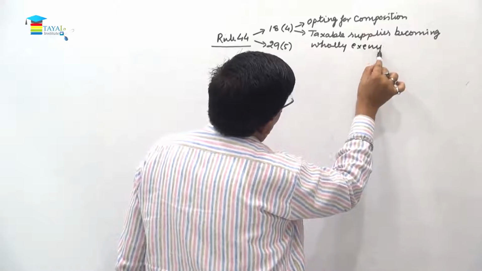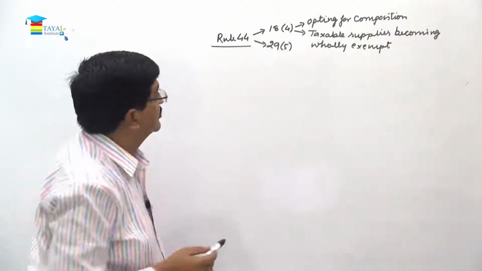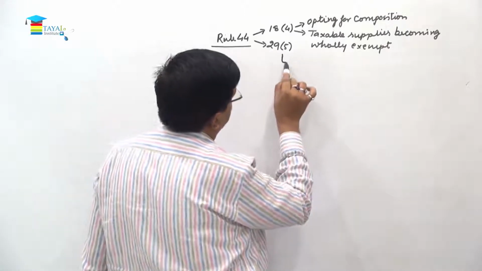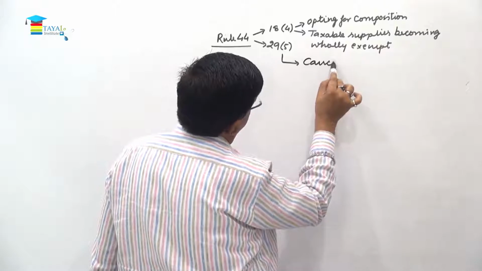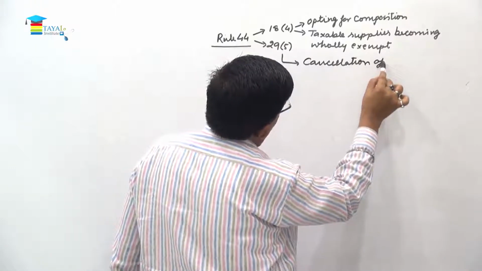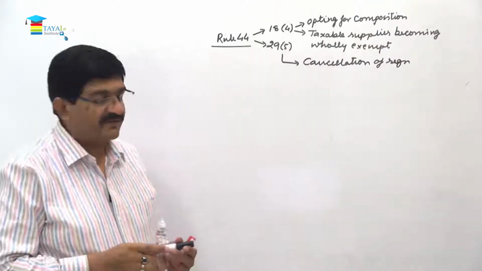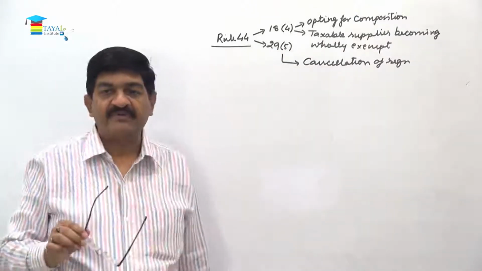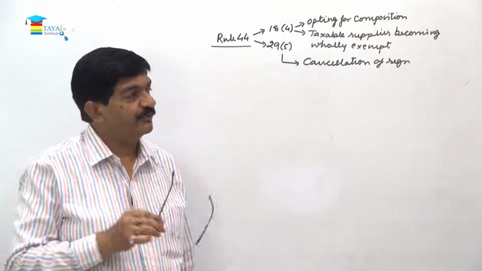So in these situations, when there is no tax liability, the question of credit is not there. And section 29.5, this is cancellation of registration. Why it is cancelled, that is a different story, but whenever there is a cancellation of registration, the input tax credit is required to be reversed.